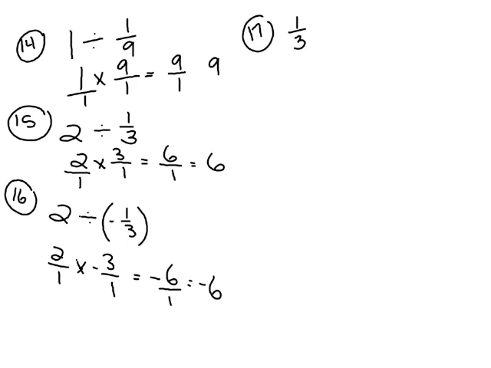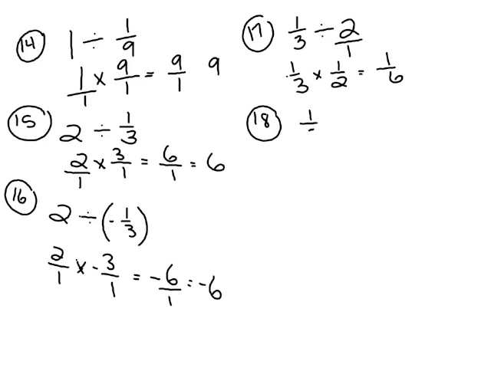Problem 17, 1/3 divided by 2. So what's my second term there that I need to flip over? The 2. What's it really over? A 1. So when I flip it over, what does it turn into? 1/2. 1/3 times 1/2. Multiply straight across. Will it simplify? Nope.